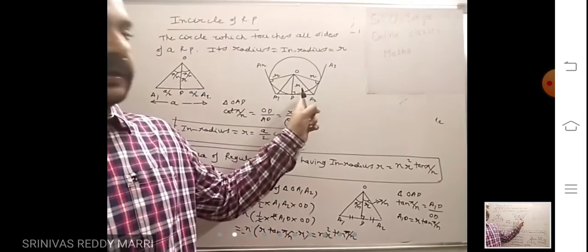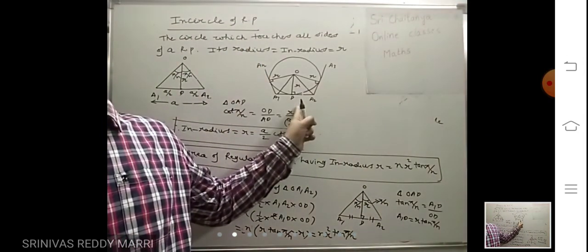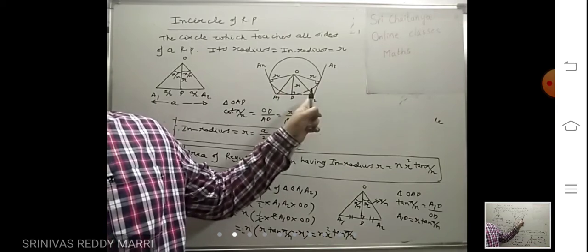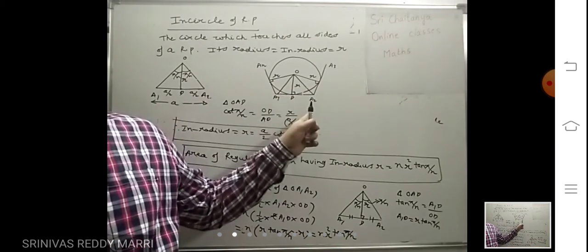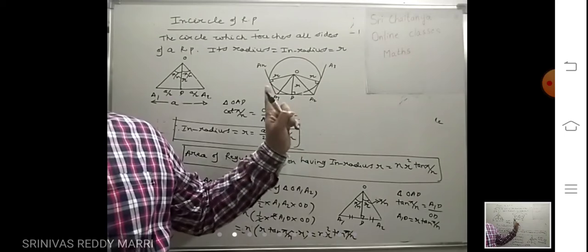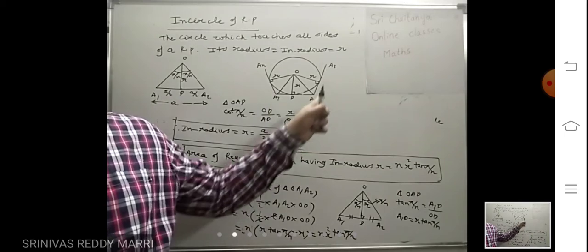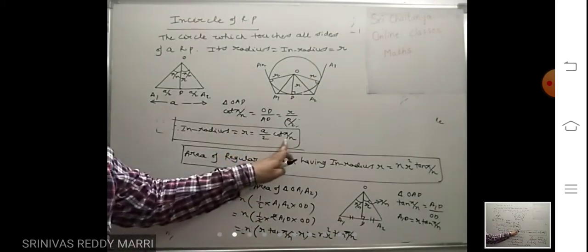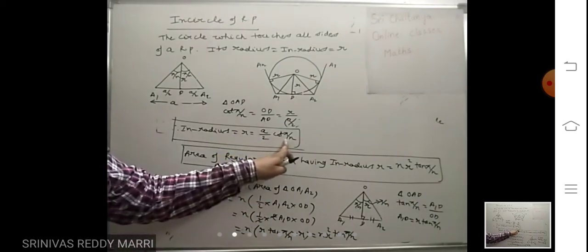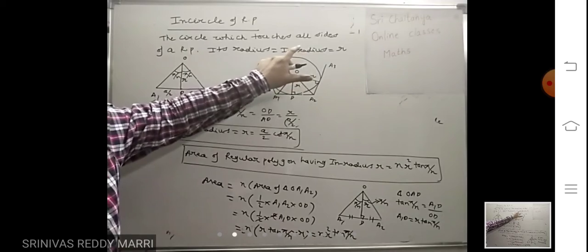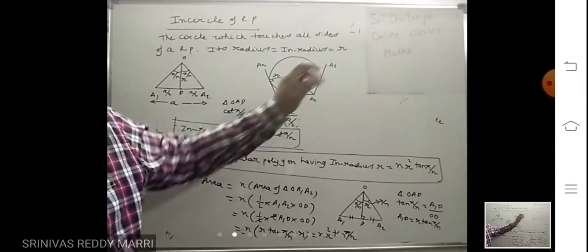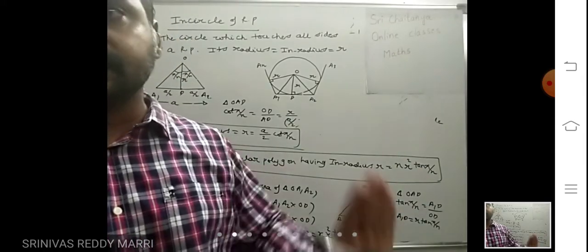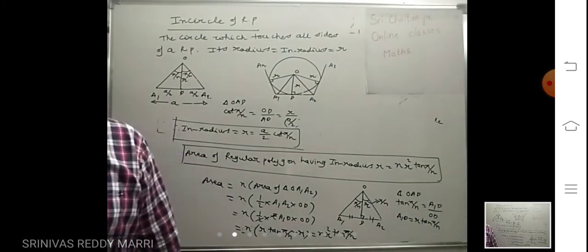The second case is the circle that touches all the sides of the polygon. In this case, the circle will be inside and the polygon will be outside. If the side length is given, you can calculate the radius of the circle: small r is a by 2 cot pi by n. If the radius of this circle is given, you can calculate the area of the polygon by n r square tan pi by n. These are the 4 formulas you have to remember.